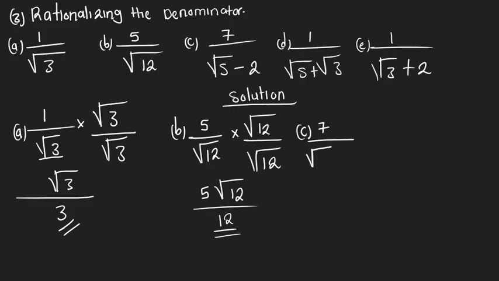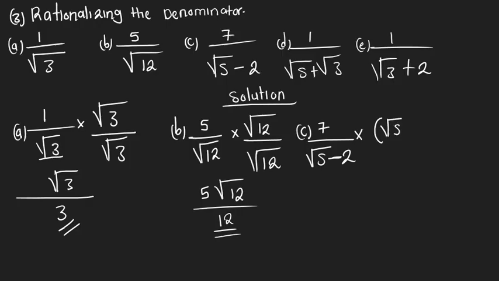7 over the root of 5 minus 2. On this one, pay attention. When you have a minus, or you have a plus, whichever you call it, when multiplying this side, change the sign. Change the sign.